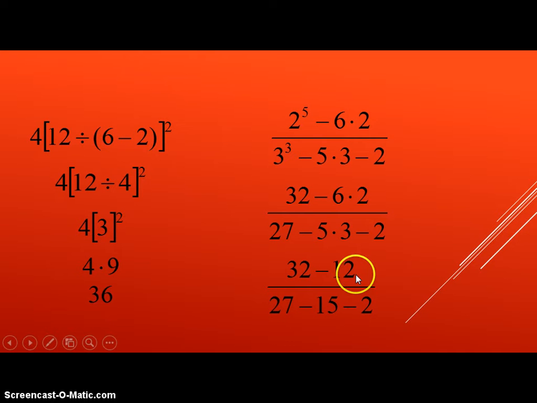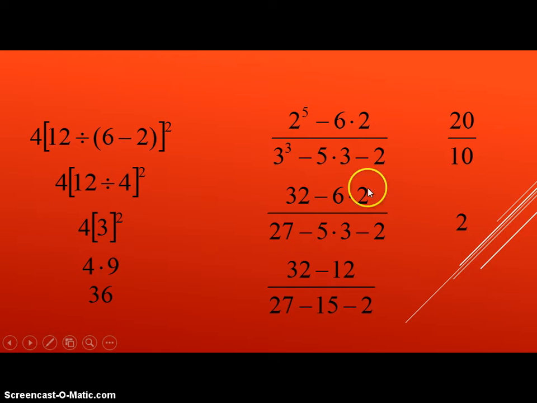So 32 minus 12 is my numerator, so I took care of that. And then I took care of the 5 times 3 and got that. 32 minus 12 is 20. And then I actually, in my head, did 15 minus 2 is 17. And then 27 minus 17 is 10. So I did all the addition and subtraction. It doesn't matter the order you do these as long as you take care of the signs. And then 20 divided by 10 is 2.